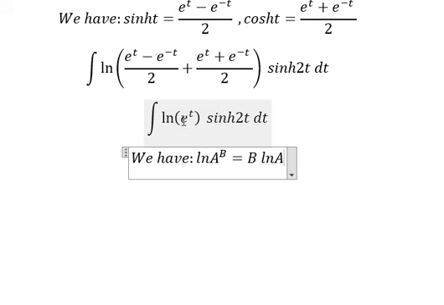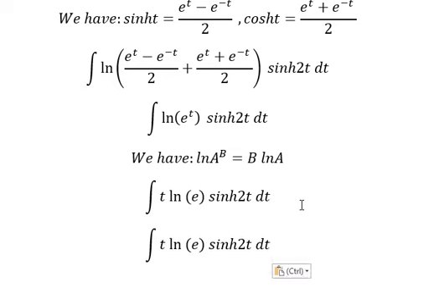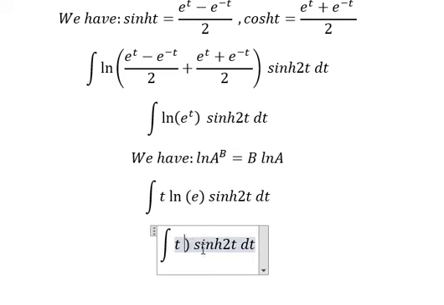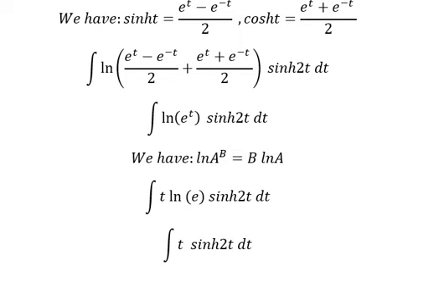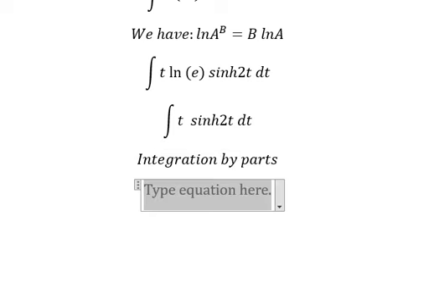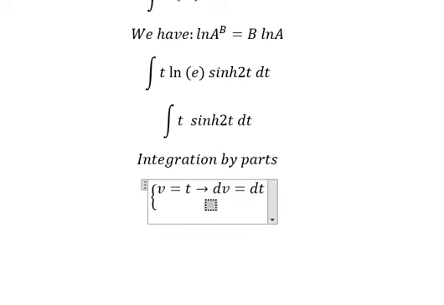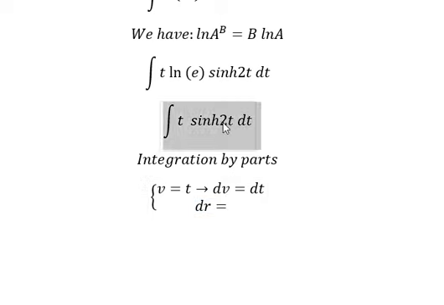So capital A is e, capital B is t, and this one is t, f and e, and that is number 1. So we can use integration by parts. So I will put v equals t. Later we need to do first the derivative for both sides, and we have like this. dr is this one.